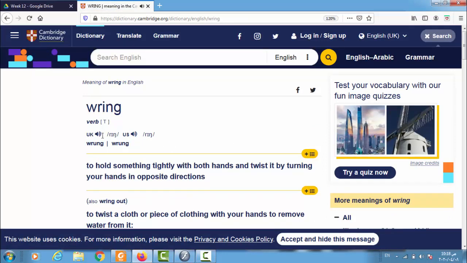Wring. It means that the W in here is a silent consonant. So W is a silent consonant in this word. And it means to hold something tightly with both hands and twist it by turning your hands in opposite directions. This is the meaning of wring. So wring means to hold something very strongly with both hands, and twist it by turning your hands in opposite directions.